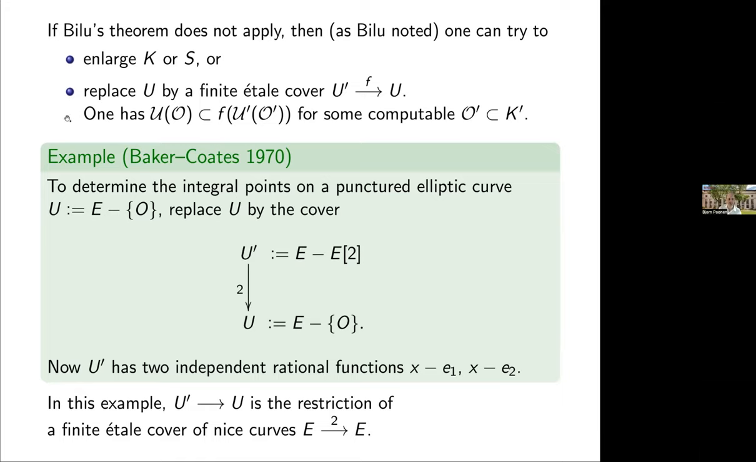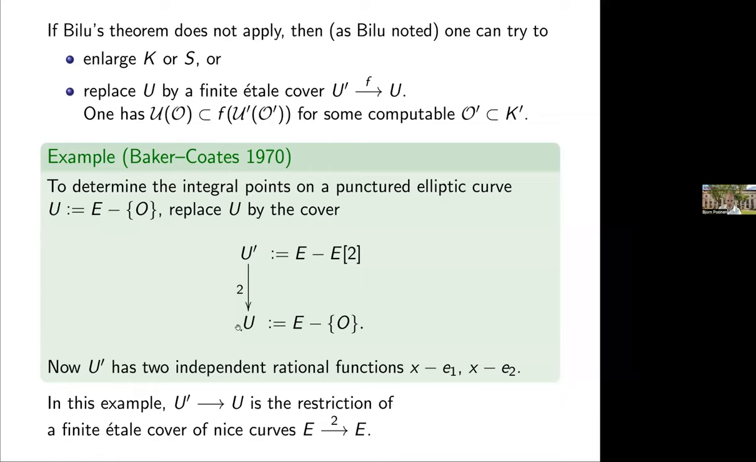for combining this with Baker's method, this was already done in a paper by Baker and Coates to give an algorithm for finding the integral points on an elliptic curve. And when I say integral points on an elliptic curve, I really mean on a punctured elliptic curve, technically speaking. So we're looking at the affine curve that's given by an elliptic curve equation, like y squared equals x cubed plus ax plus b, and that affine curve is the U. And Baker's method or Bilu's generalization doesn't apply directly to U because there's only one puncture and there are no relations between just that one point.